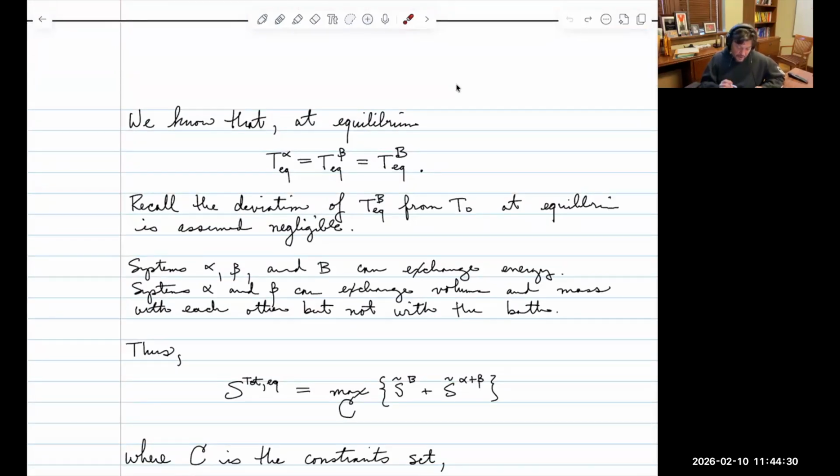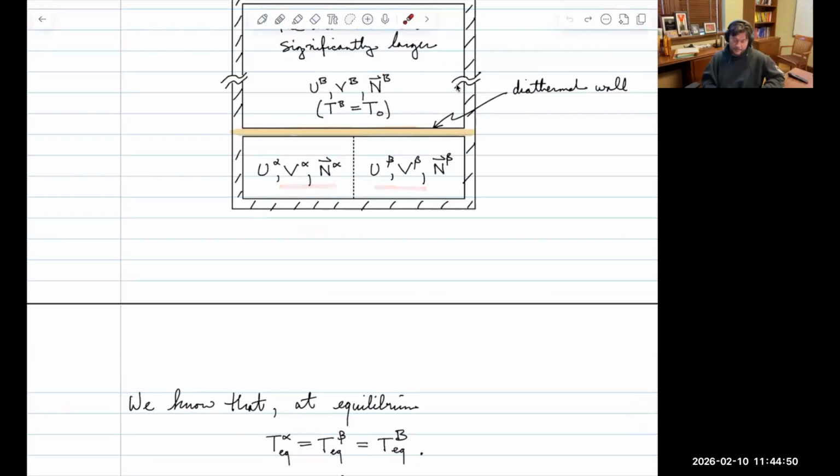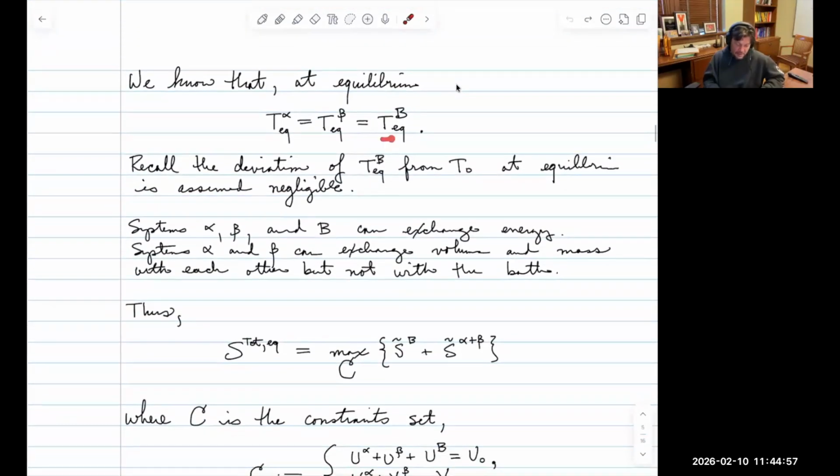But now, again, we're going to argue that the new equilibrium value for this guy is imperceptibly different from T naught, such that we could just replace this value with T naught. This says that at equilibrium, actually, these two temperatures are also going to be T naught because this guy is not going to be able to change much from T naught. So the equilibrium temperature, because it changes imperceptibly in the bath from T naught, means that the temperature across the whole system has to be T naught.